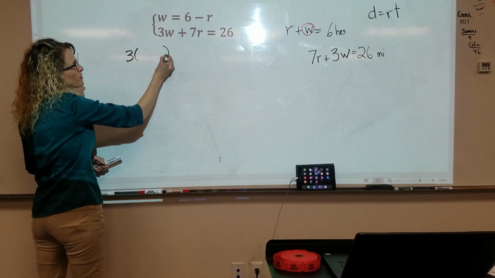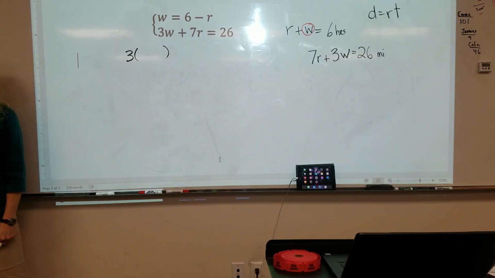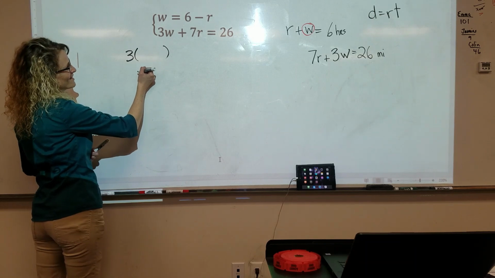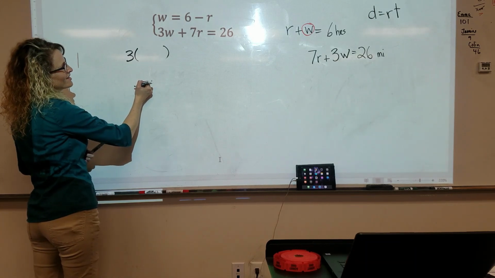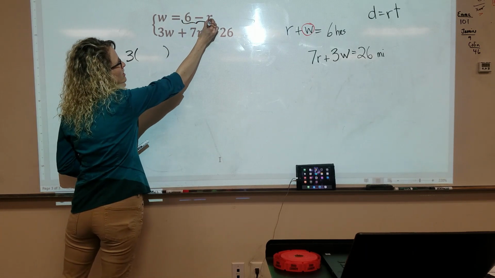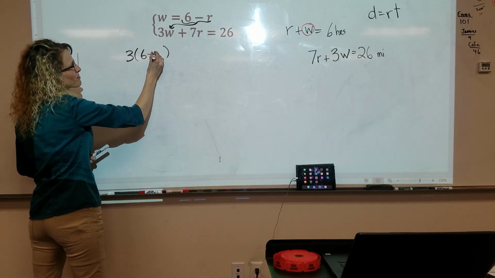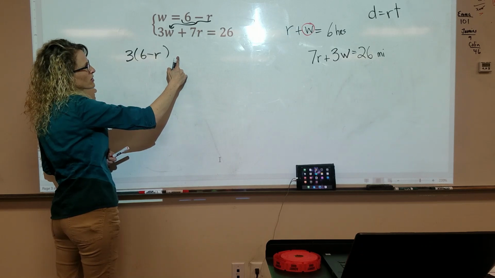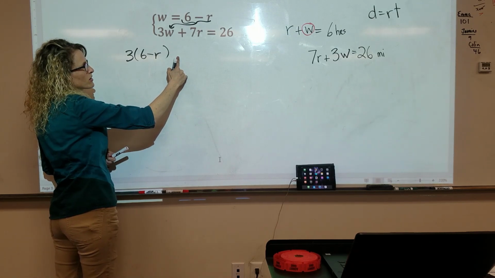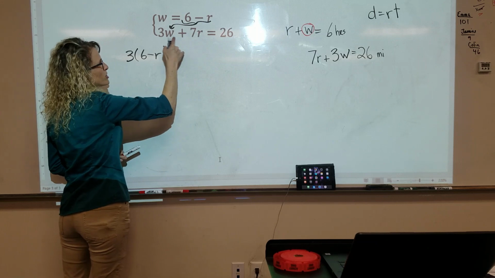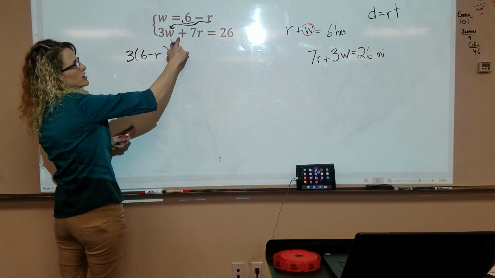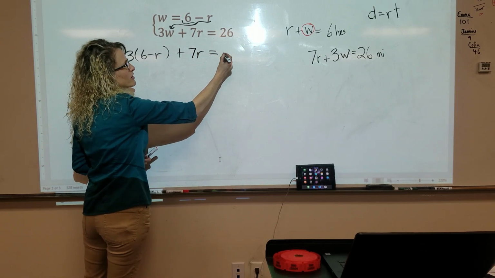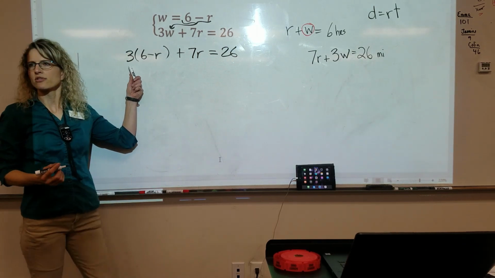So I'm going to rewrite it, and I need help on how to do that. Let's go, Emmy. Wouldn't it be like 3 times 6 minus... Yep, okay, good. Keep going. What else do I write? Keep going right here. So we just wrote the 3W. Keep going. Plus 7R equals 26. Perfect. Okay, make sure everyone's really focused here.